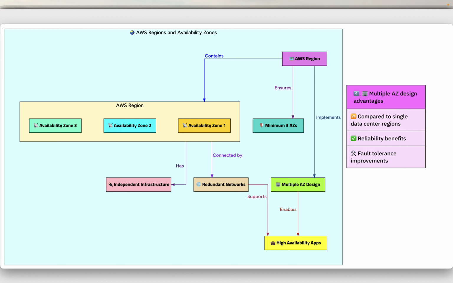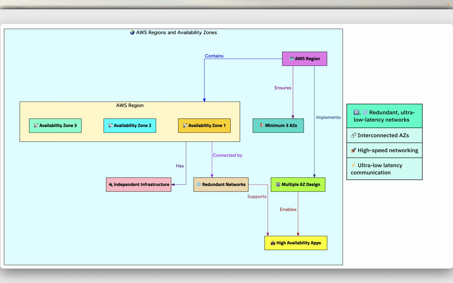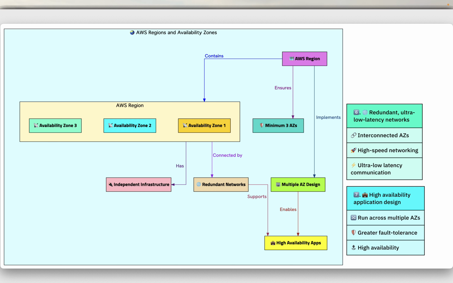Unlike other providers with single data center regions, AWS's multiple AZ design offers significant benefits for reliability and fault tolerance. Each availability zone operates independently with its own power, cooling, and security to ensure uninterrupted service. AZs are interconnected with redundant high-speed networking, enabling ultra-low latency communication. Customers can design their applications to run across multiple availability zones, achieving greater fault tolerance and high availability.